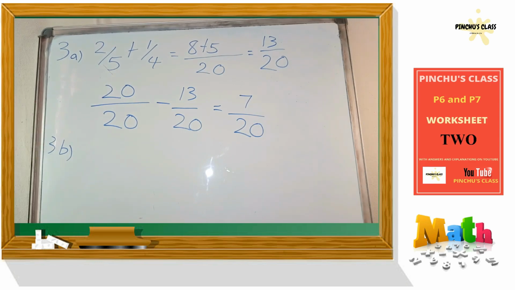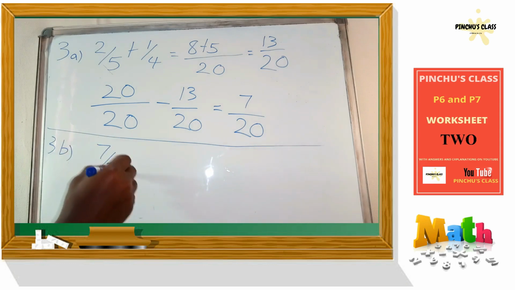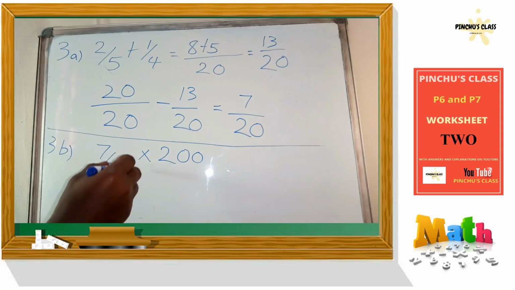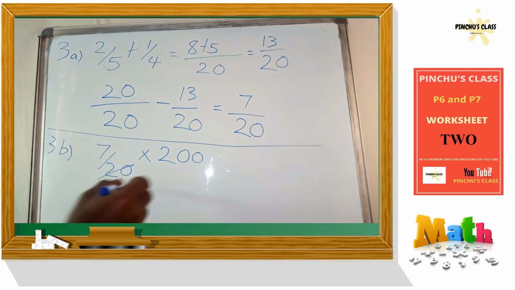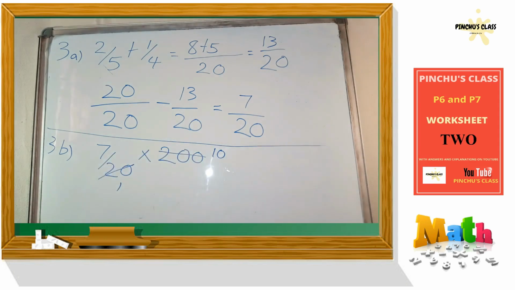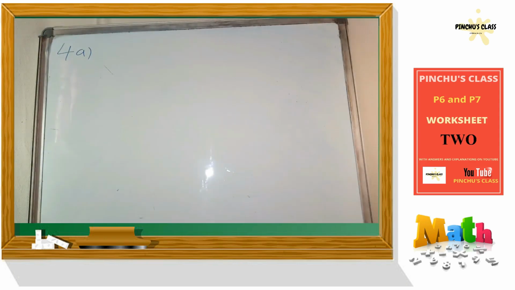So because we have now the fraction for Sunday, we are just going to get 7 out of 20 times 200 pages. So this will be, 20 divided by 20 is 1, and 200 divided by 20 is 10. Remember, they have the common factor, which is 20. So that means she read 70 pages on Sunday. She read 70 pages. So we get 7 times 10, which is 70 pages.